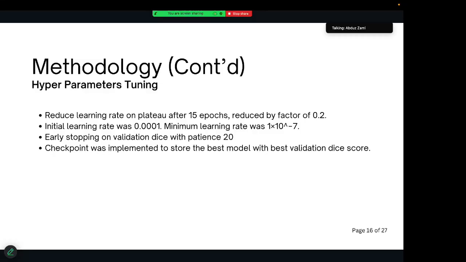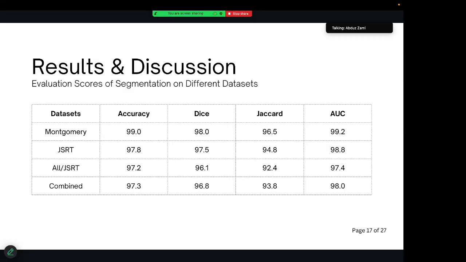We reduced the learning rate on plateau after 15 epochs by a factor of 0.2. Early stopping was set up on validation dice with a patience of 20 epochs, and the best models were saved based on the best validation dice scores.